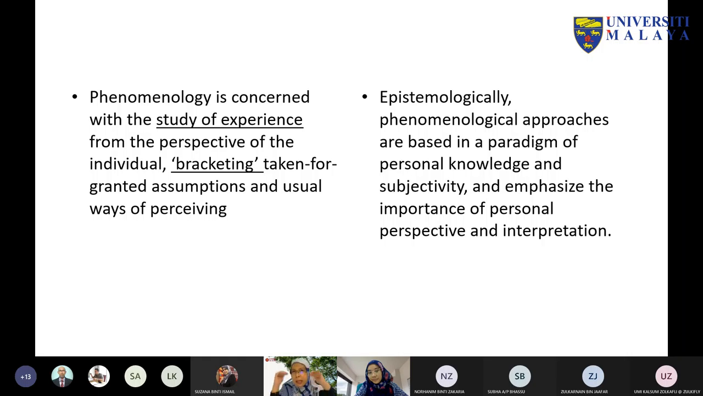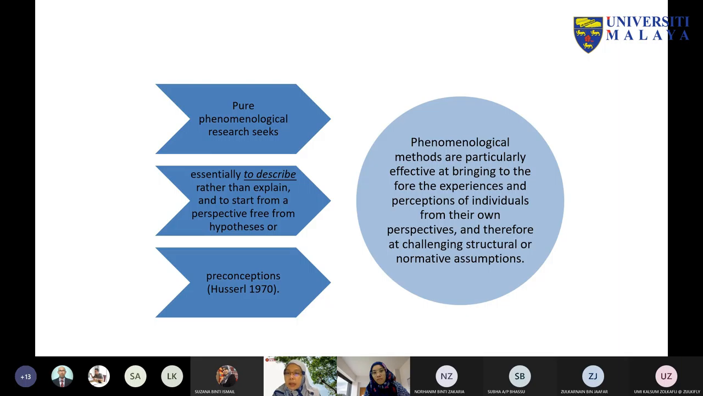The key is to describe a life experience, which later you should be able to bracket, to capture the experience. It's called bracketing under phenomenology. You should be able to bracket the experience, study the experience, capture the essence of the experience by bracketing the usual way of perceiving. So the paradigm is subjectivity. Usually, some approaches inclusively highlight or define their paradigm.